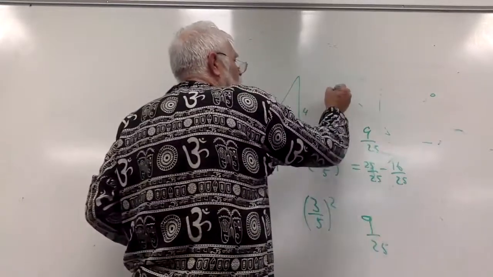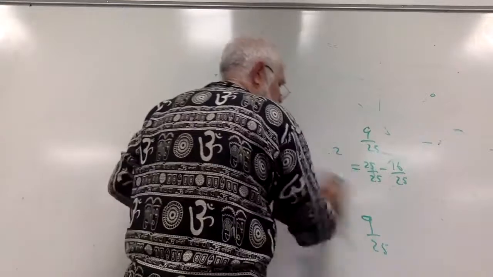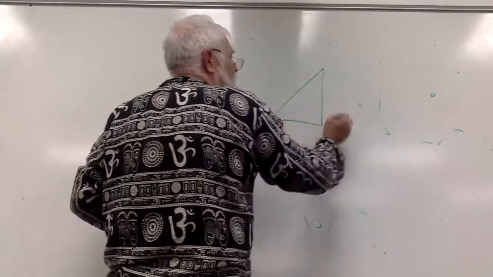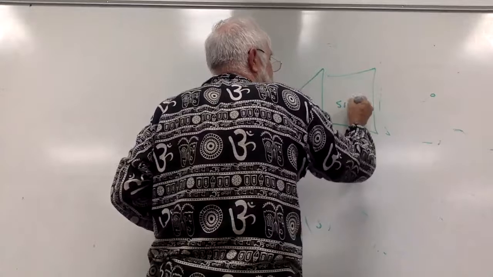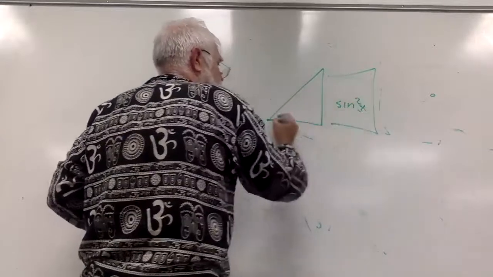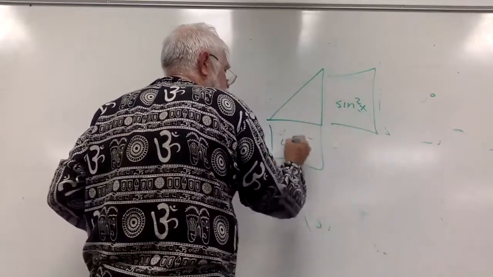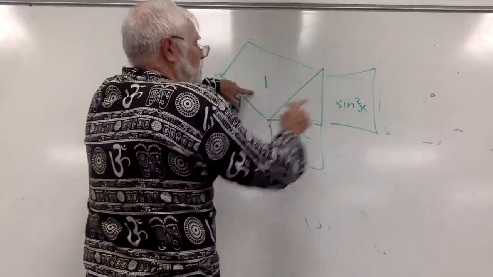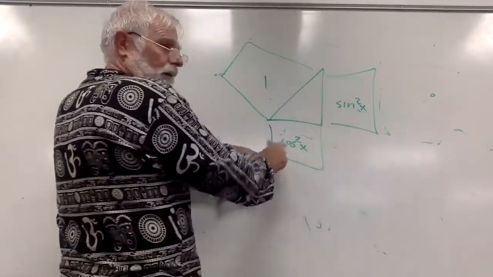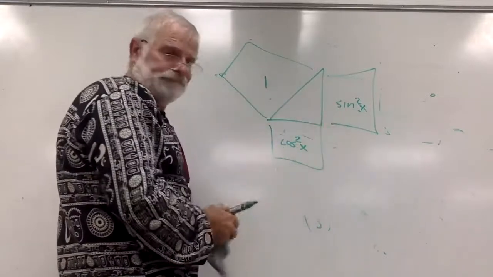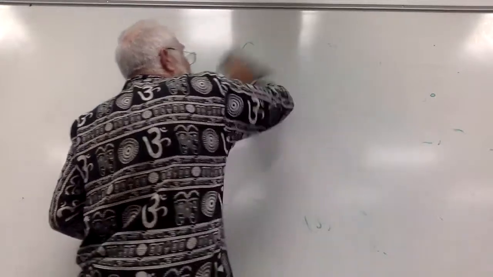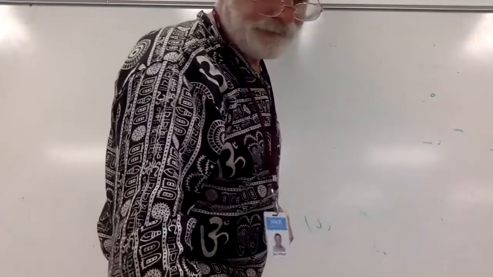So what is 1 minus sine squared x? This is sine squared x. This is cosine squared x. This is 1. What is 1 minus sine squared x? Cosine squared x. Another name for it. Boy, am I throwing you some stuff here. It's called, I don't even remember anymore, an identity.